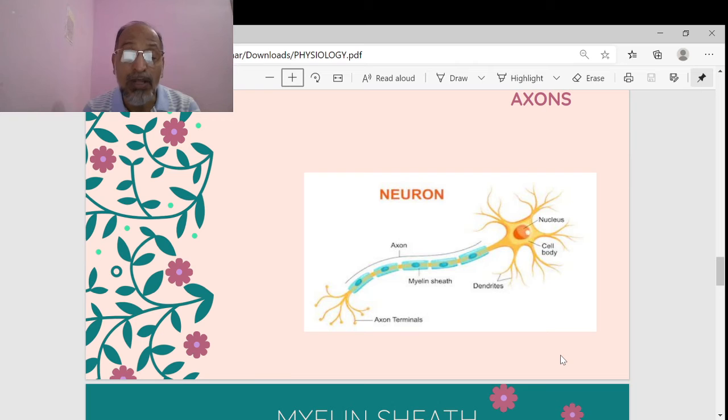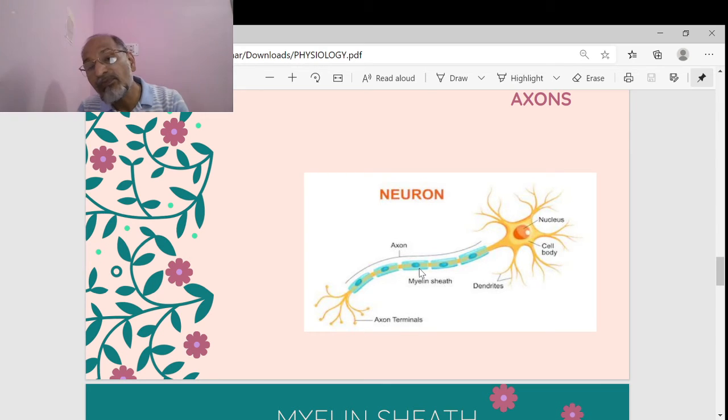Then this axon has got a covering with the myelin sheath, which is a protein complex, and they are in sheaths. So multiple sheaths, layers piled up one over the other, form the myelin sheath. They are the insulating bodies. They do not disturb the impulse going through the axon, so there is no fusing or disturbance of the impulse which is traveling through the axon.